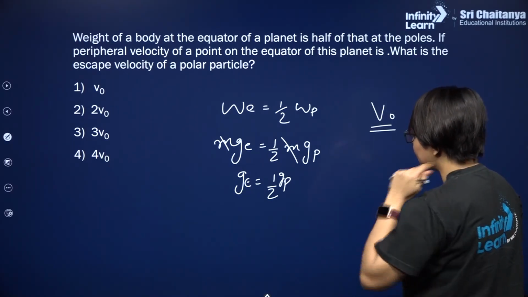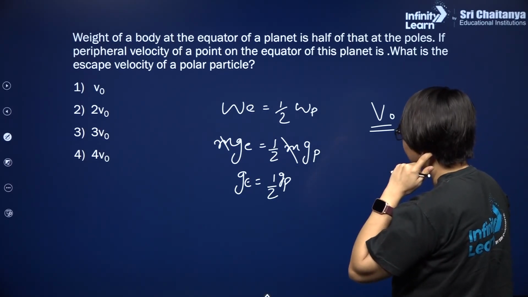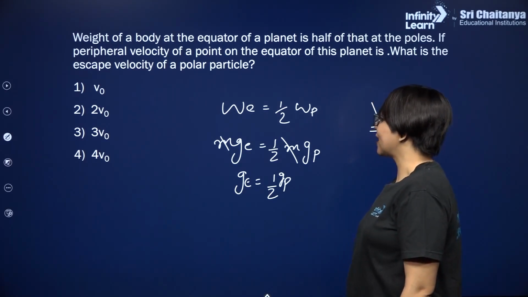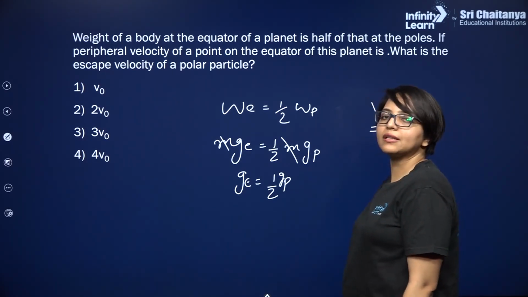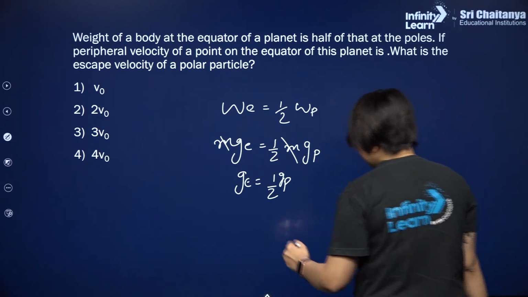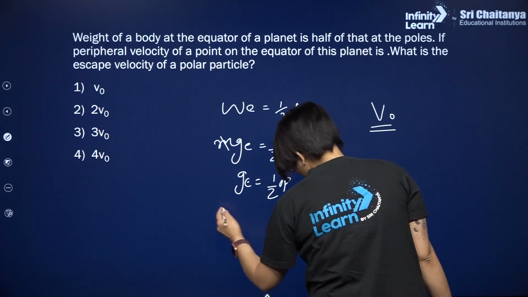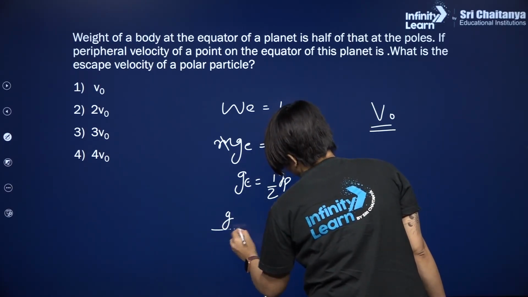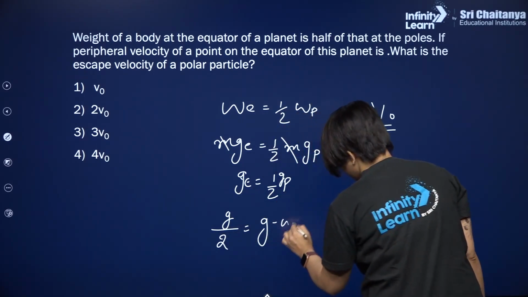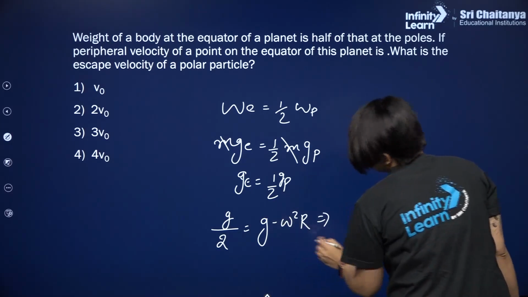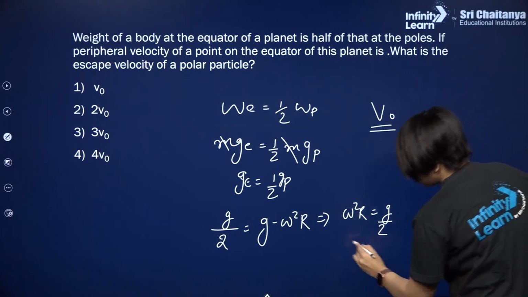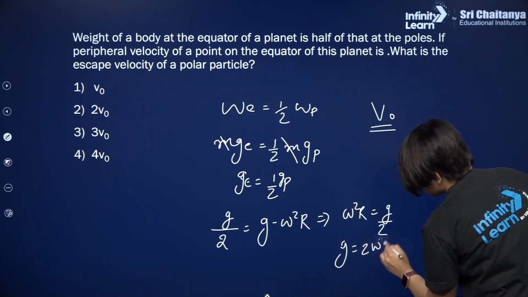So in this question it is given that weight at the equator is half of weight at the poles, right? That means acceleration due to gravity at the equator is equal to half of acceleration due to gravity at the pole. So you can write Gp as G. So it is G by 2 is equal to G minus omega square R. So in this case, you can write omega square R as G by 2. So G over here is 2 omega square R.